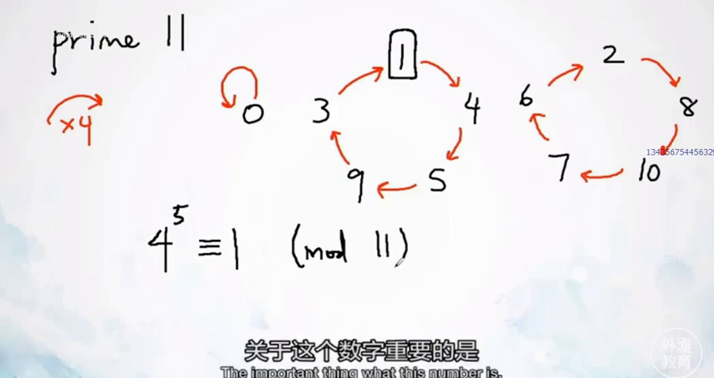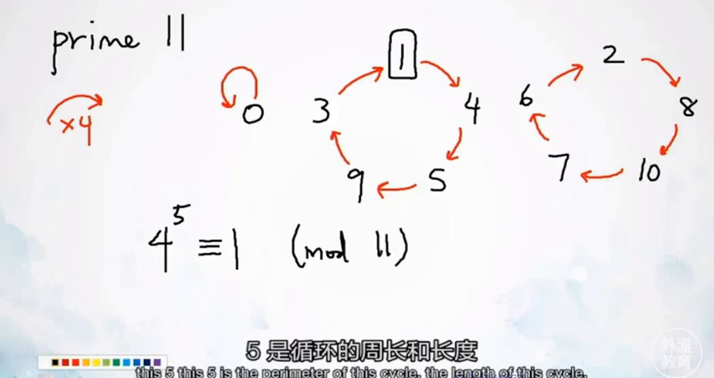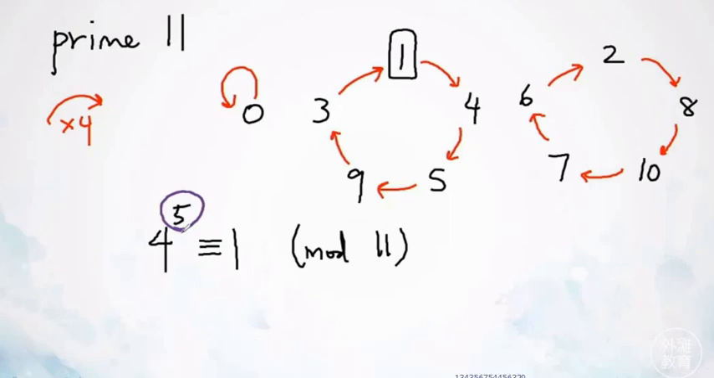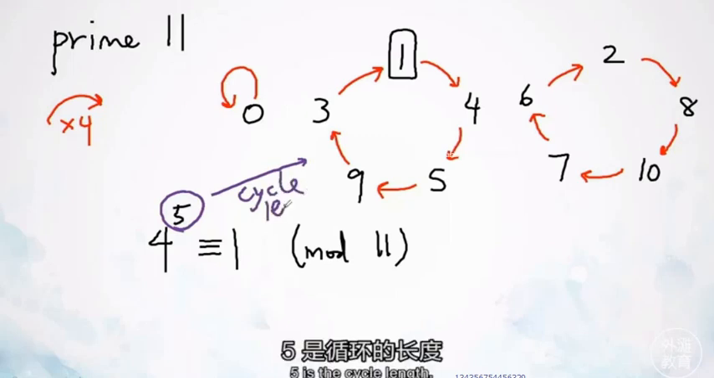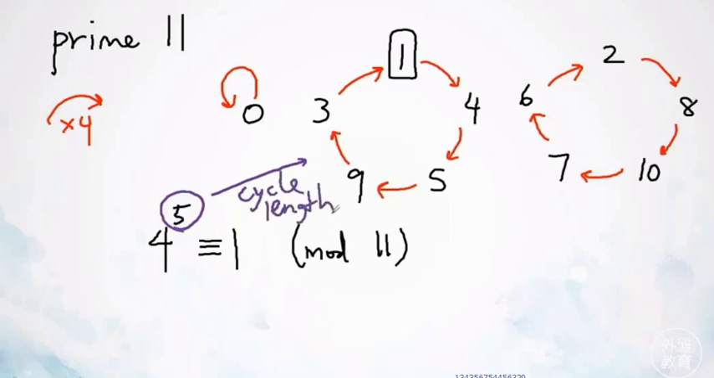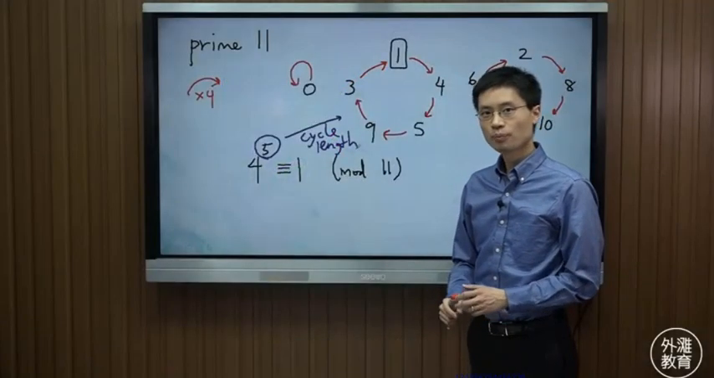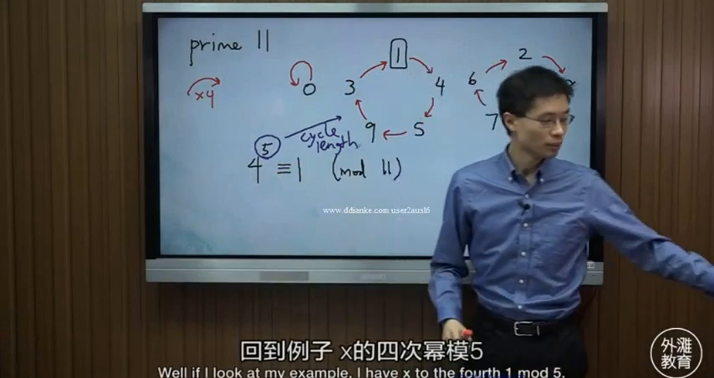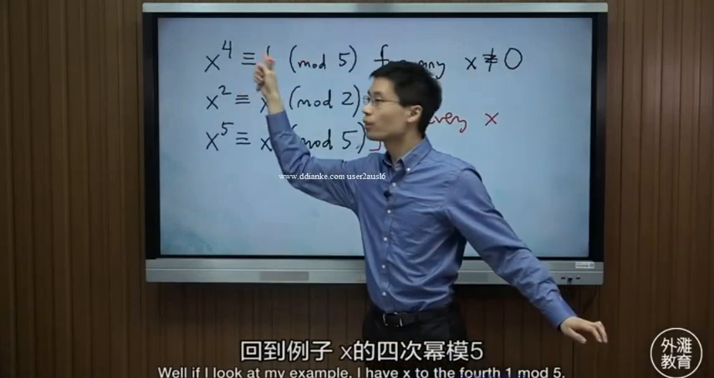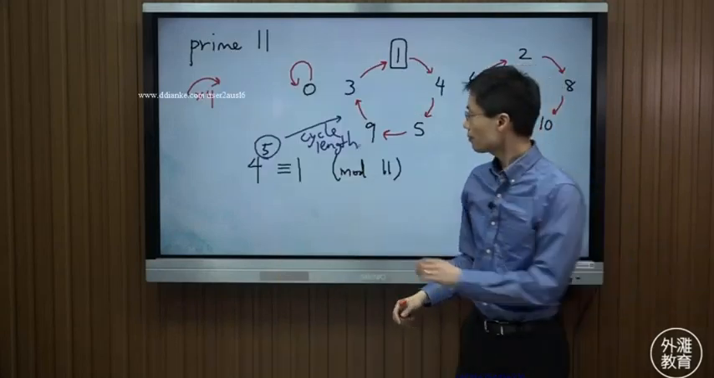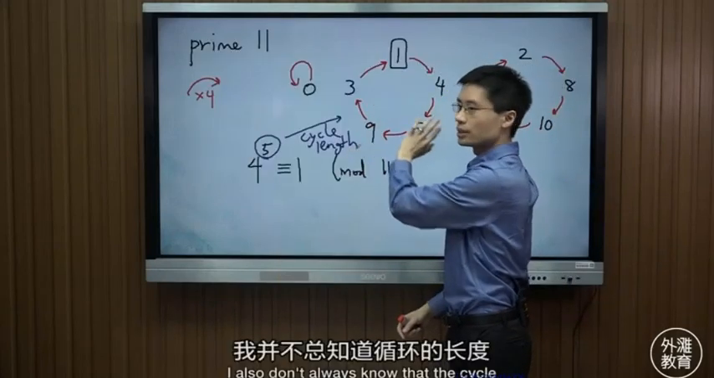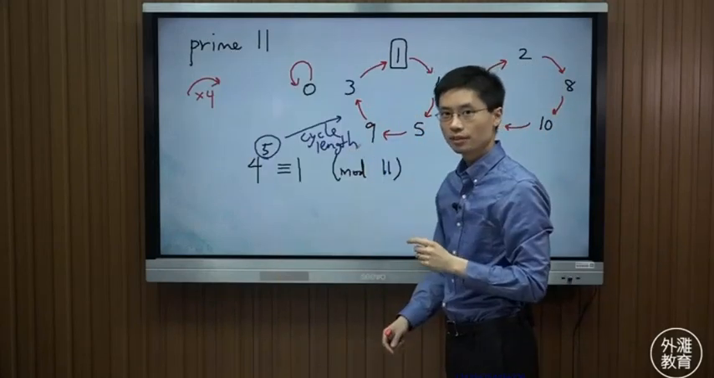The important thing, what this number is, this 5 is the length of this cycle. 5 is the cycle length. So now I know that 4 to the 5 is 1 mod 11. Well, if I look at my example, I had x to the 4 is 1 mod 5. I also don't always know that the cycle has length 5.